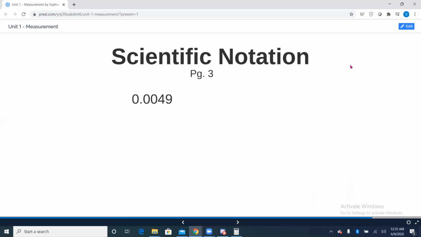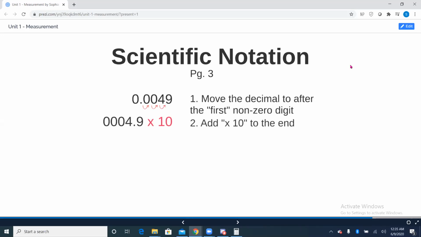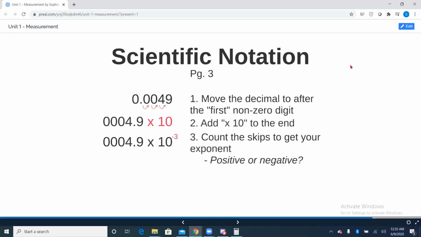Now, if we wanted to write this in a way that didn't need all of the extra zeros, we could write it in scientific notation. So the first thing we're going to do is move the decimal to after the first non-zero digit. In this case, our first non-zero digit is 4. 1, 2, 3. All right. We put our decimal there and we add times 10 to the end. Now we count the steps that it took us to get our exponent. We had to bounce 3 times, so our answer is -3.